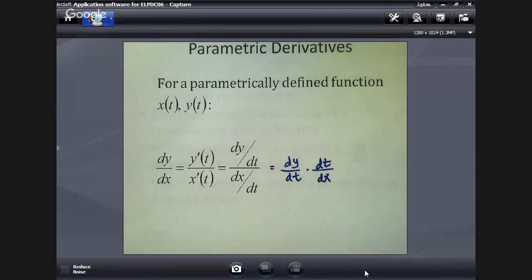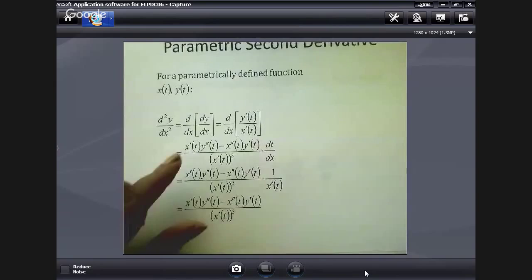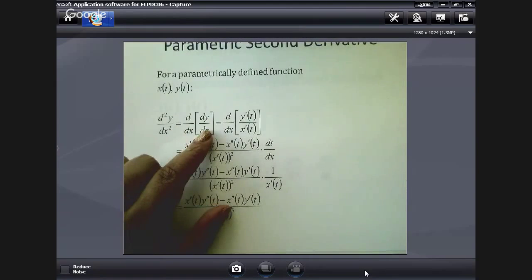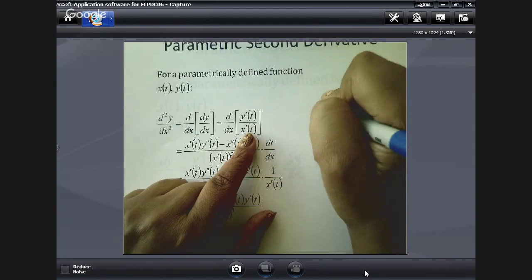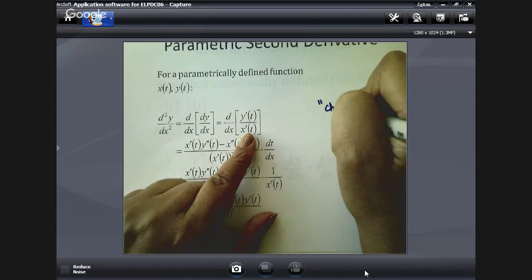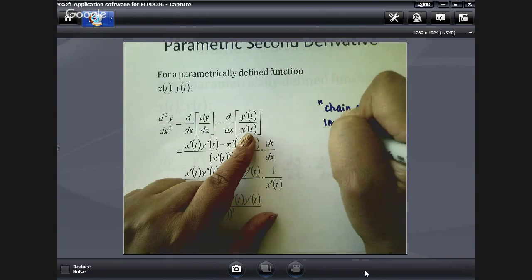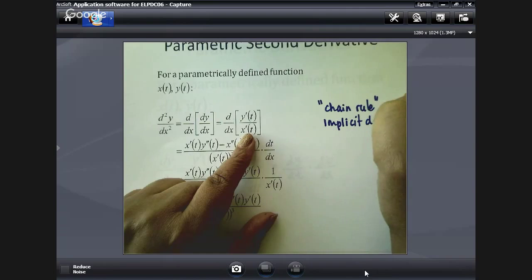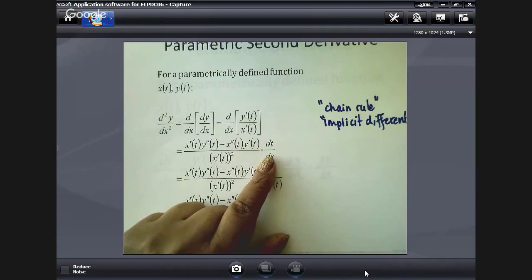Now for the second derivative, you have to do a little bit more. And the reason you have to do a little bit more is when you take the derivative with respect to x of dy/dx, you're actually taking the derivative of something that's in t. So you have to compensate for that t. And how do you compensate for a missing variable? You should be thinking about the chain rule, or its equivalent, implicit differentiation, because that's what's going to happen. In other words, that's where this dt/dx is.